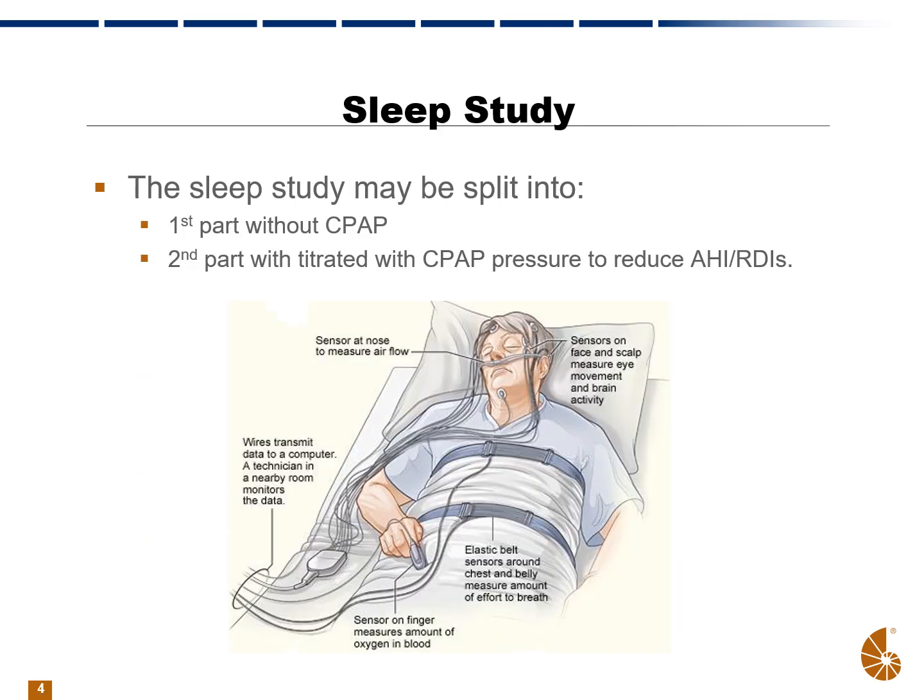It may be split into two parts. In the first part, the patient goes to sleep without any CPAP device present and may exhibit symptoms or signs of sleep apnea. Then a CPAP device may be attached to see if that can reduce the number of apnea episodes that are recurring. You can see all the connections and wires here that may be necessary to do a sleep study.